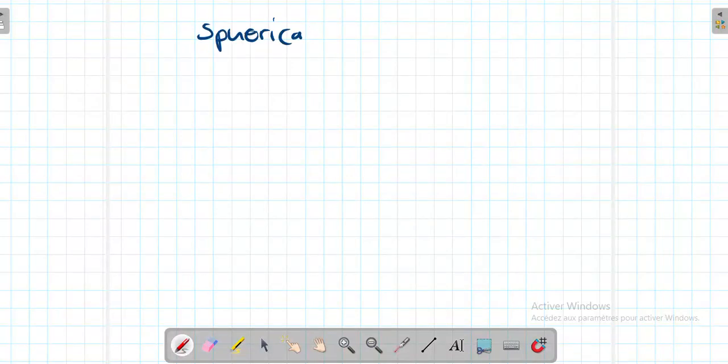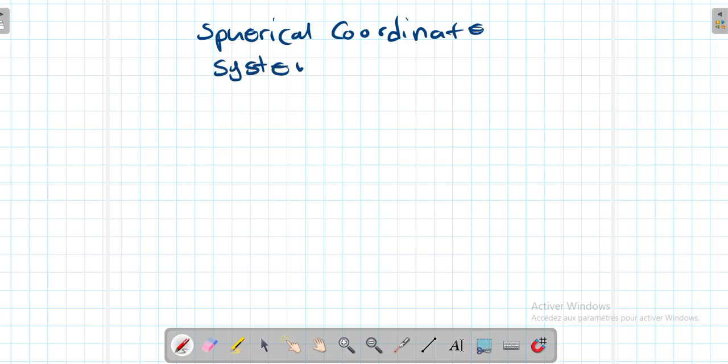Spherical coordinate system. So with the spherical coordinate system, you construct it using the Cartesian coordinate system like this, okay?